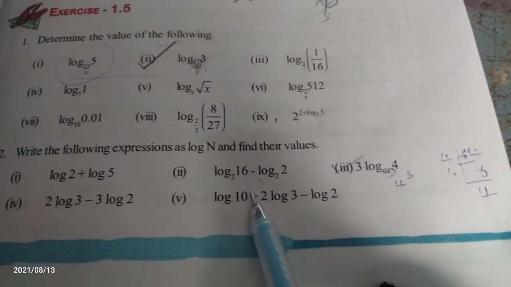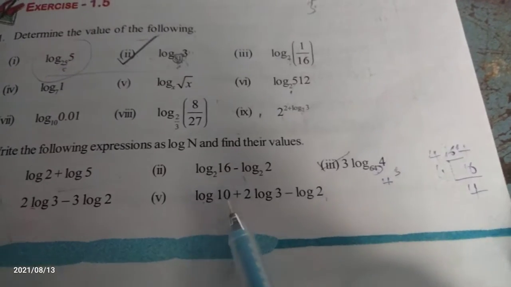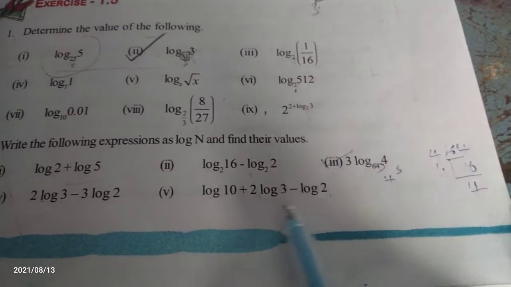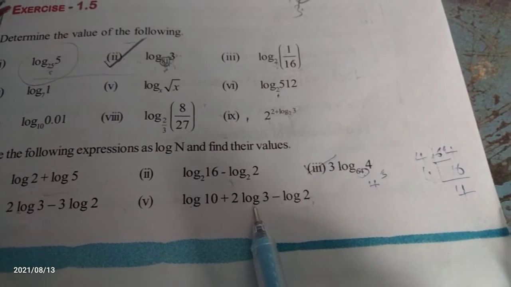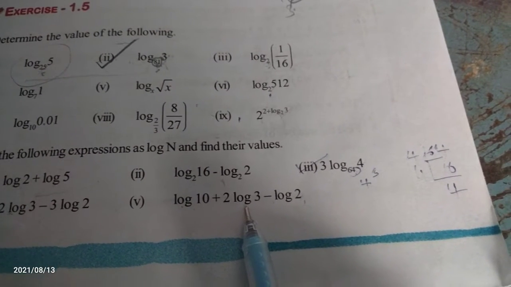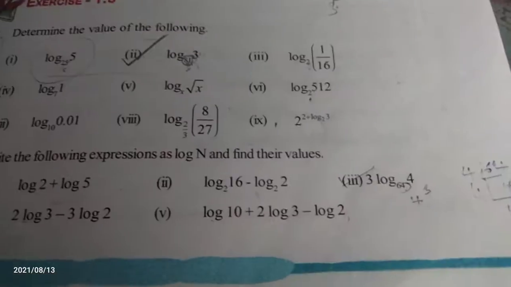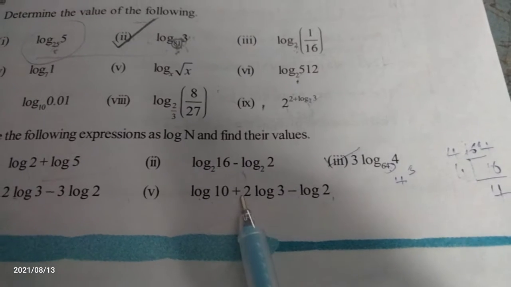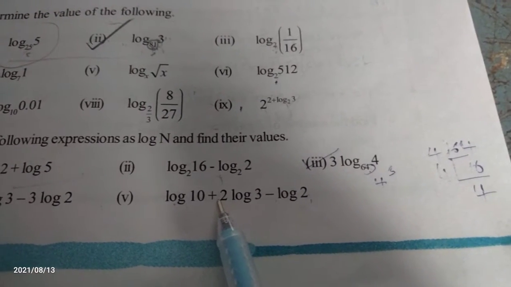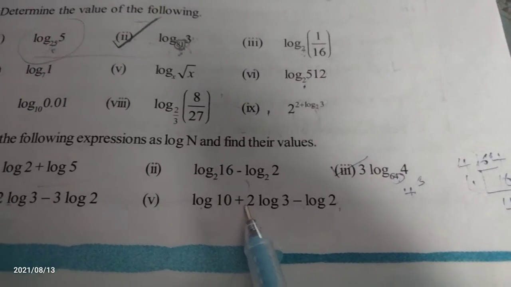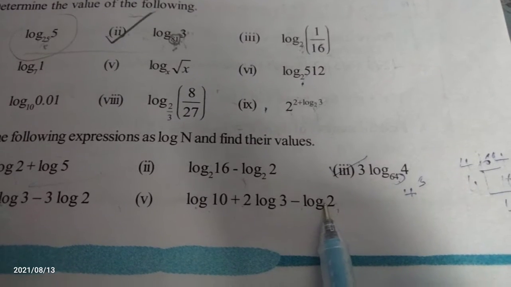What is that? Log 10 plus 2 log 3 minus log 2. Here can you see, is there a base? There is no base, which means we cannot consider the base in the formula. Okay ma'am. In the formula also we have to neglect the base, just take the values. We have to take the formula without base.